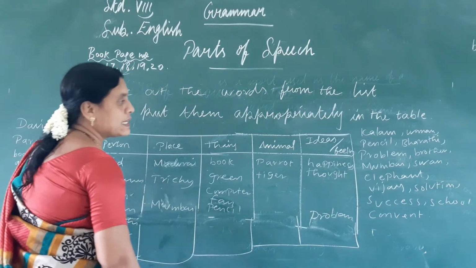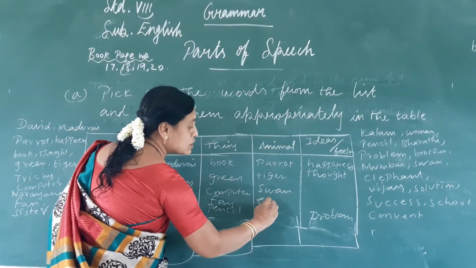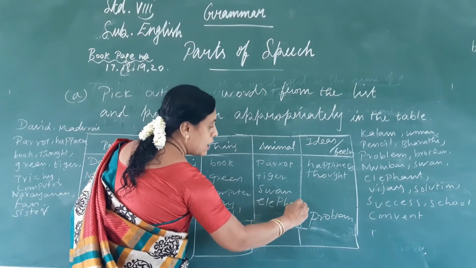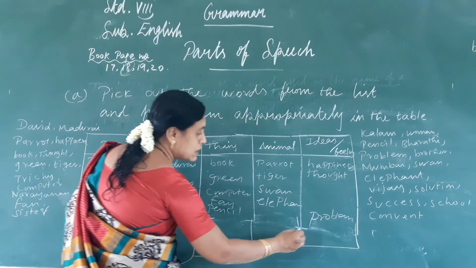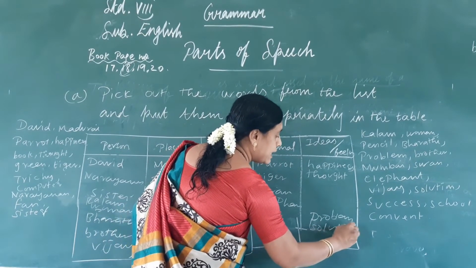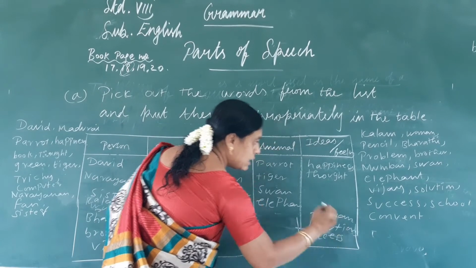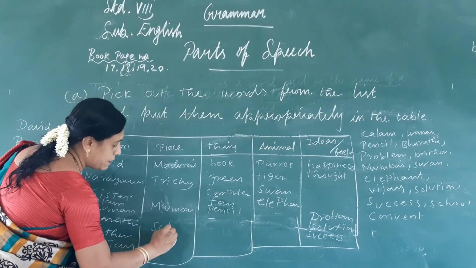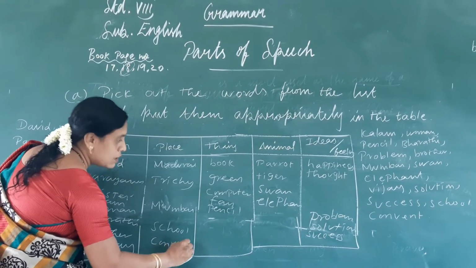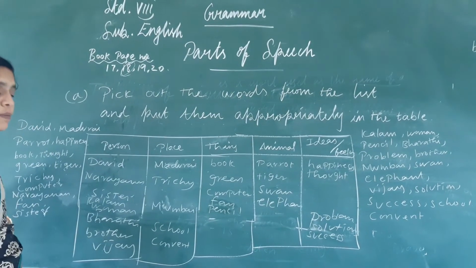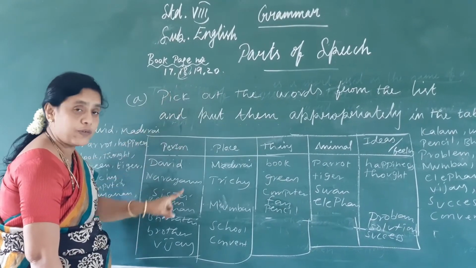Mumbai. Next one is swan, the animal or bird, and elephant also same under the column. And Vijay is the name of the person. Next one, solution, here ideas and feelings. Success also you want to write here itself. School, the name of the place, and next convent also the place. So like this you must write it. You must copy down in your book page number 18. All you have to fill it.